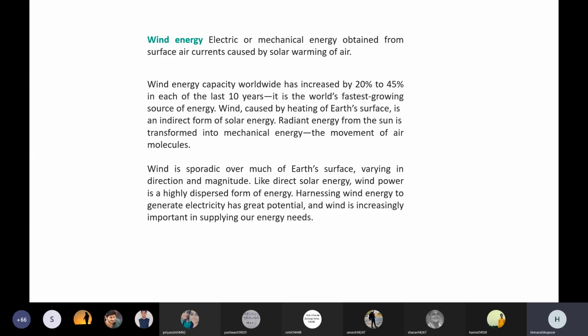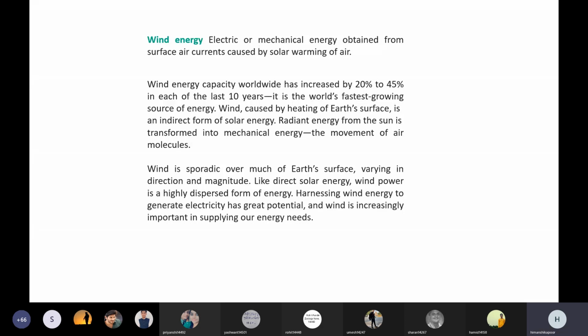If we talk about the last 10 years, then wind energy capacity has increased from 20% to 45%, and we can say that it is the world's fastest growing source of energy. So this is again an advantage. We can use more and more wind energy, and we can produce more electricity through it.